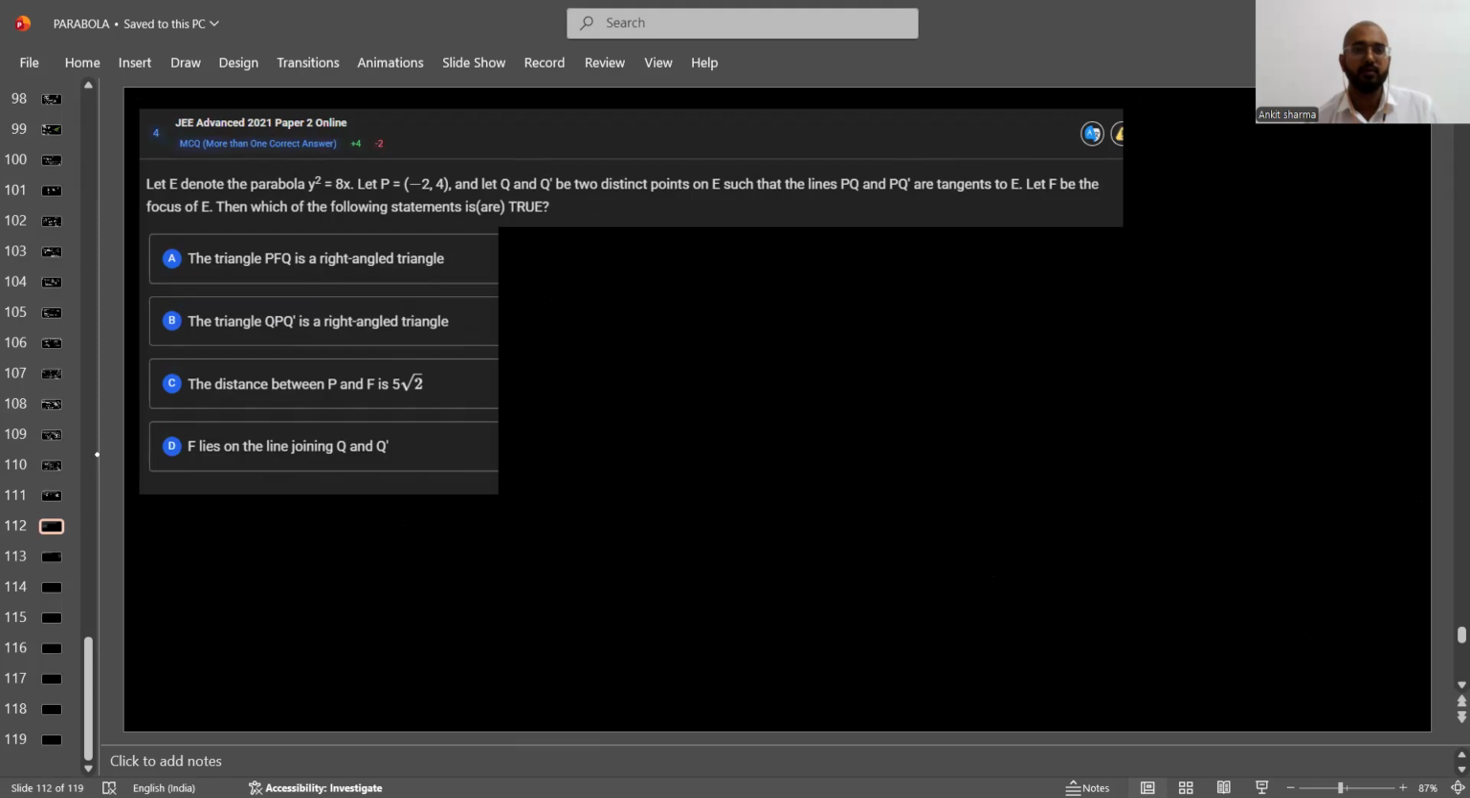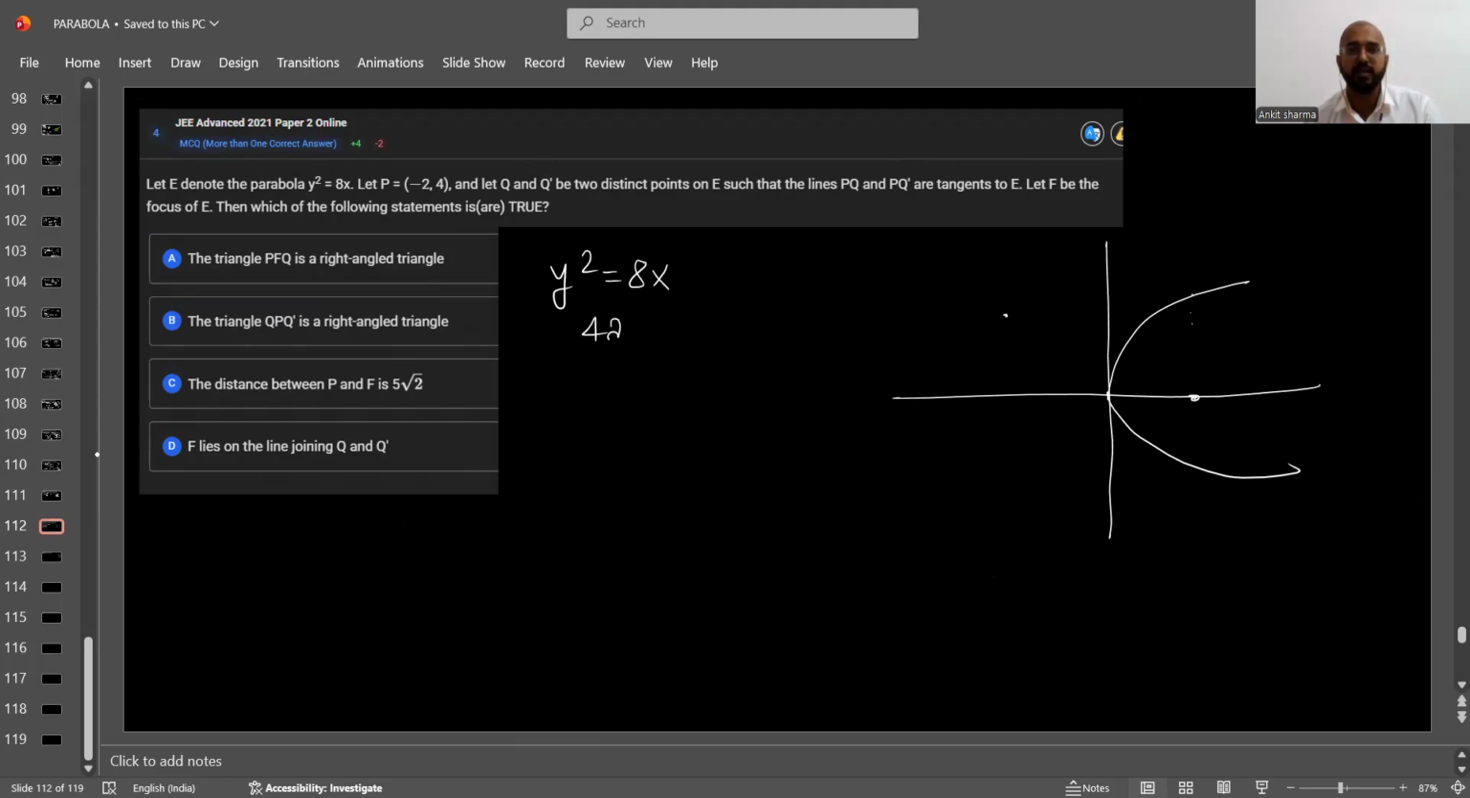And we have one more. So let E be the parabola y square is equal to 8x. So that means I have a parabola here, y square is equal to 8x, and P is my point -2 comma 4. So it is somewhere here. Wait a second. Let's draw the focus first. So we have y square is equal to 8x. If I compare, then I get 4a is equal to 8. So a is equal to 2.